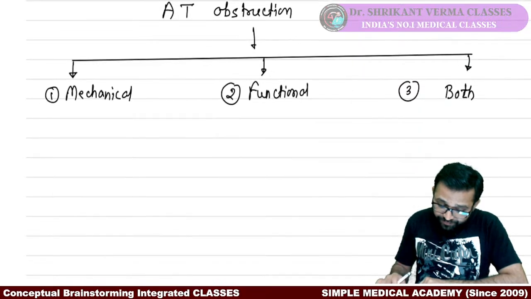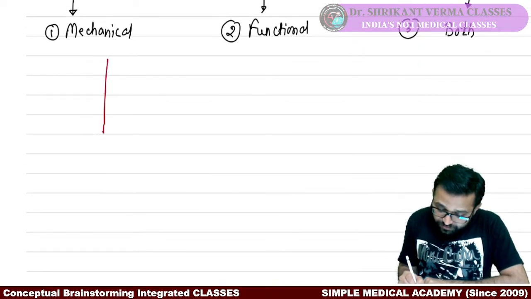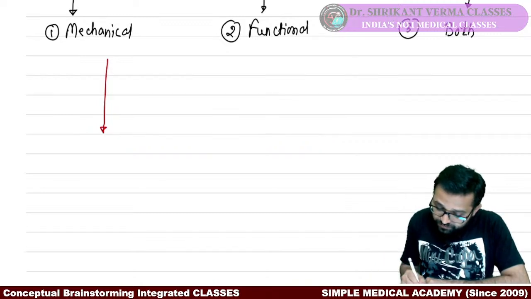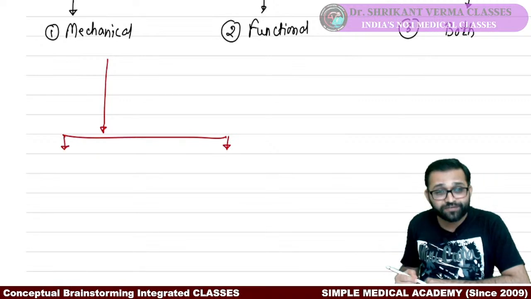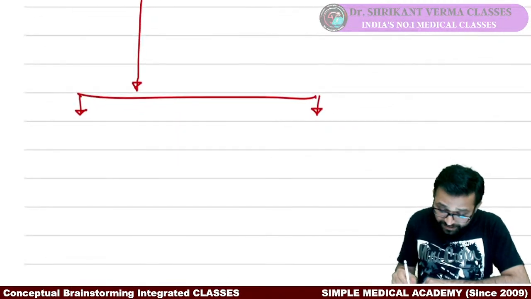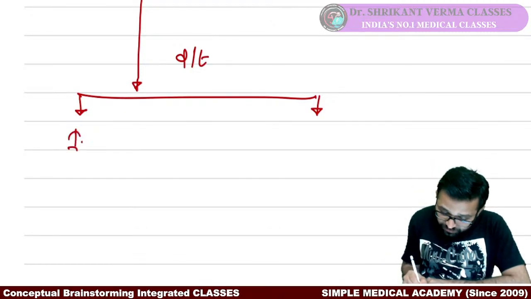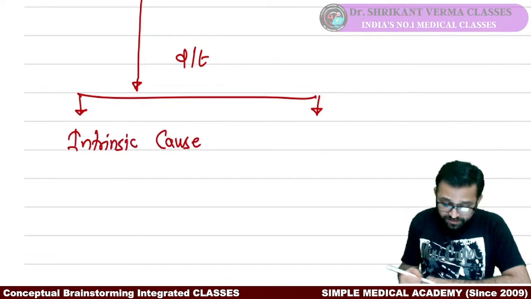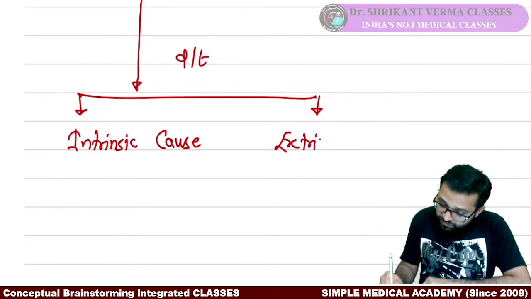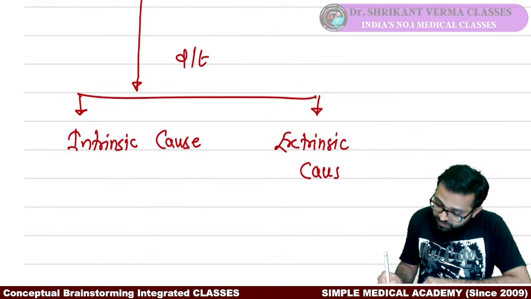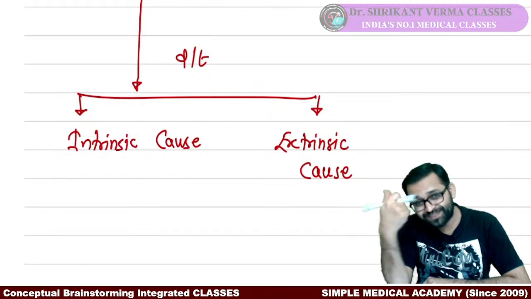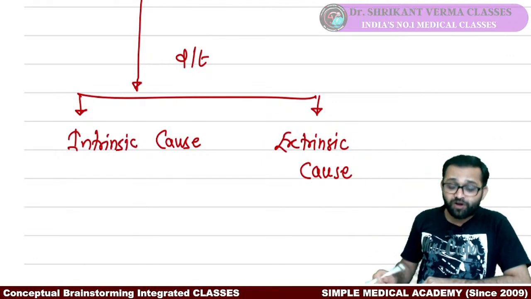So the auditory tube is getting obstructed, and three types of causes may be there. What are the different mechanical causes? Mechanical cause, again you can divide under two categories for your theory preparation. First is intrinsic cause, and one more is extrinsic cause. The auditory tube gets blocked due to pathology inside the auditory tube, or another is outside the auditory tube.